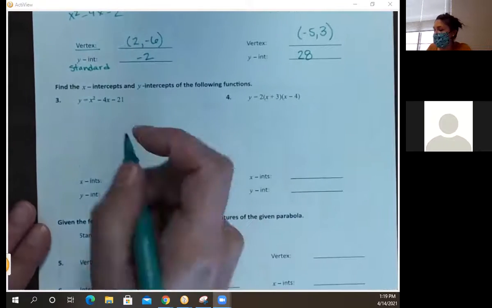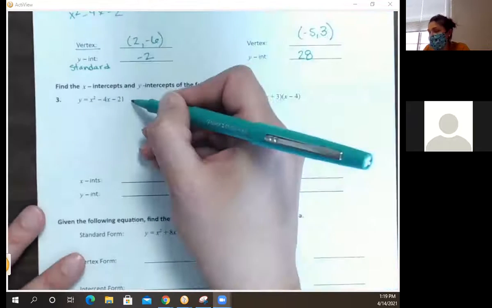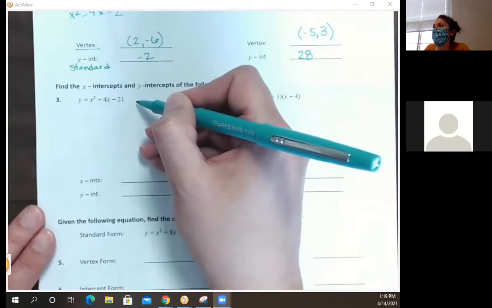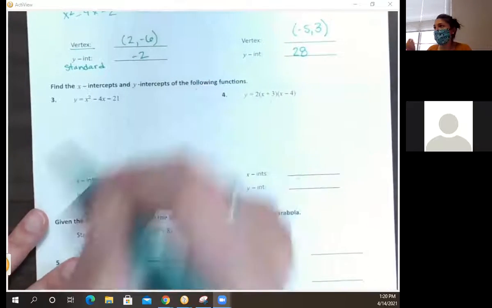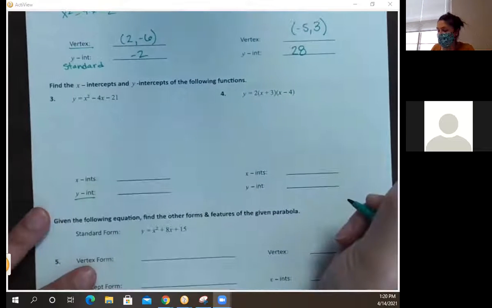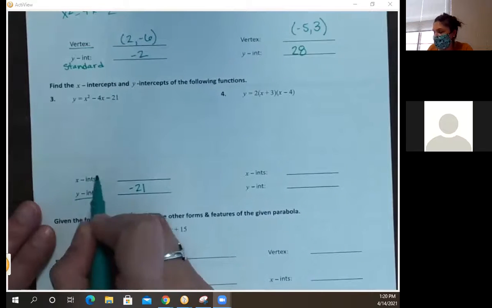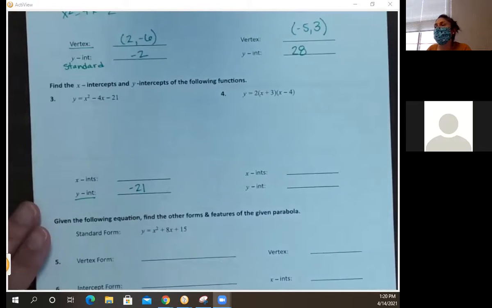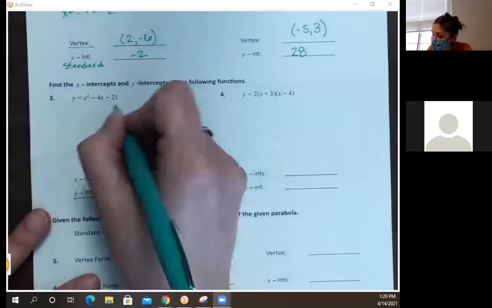For number 3, we're looking for the x-intercepts and the y-intercept for these functions. This function for number 3 is in what form right now? Standard, yep. I heard the S. Standard form. So standard form tells me the y-intercept. What is the y-intercept? -21. I also want the x-intercepts. What function form do I need for the x-intercept? Intercept or factored form? Yeah, so I need to factor this thing.